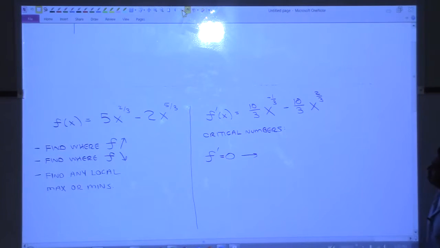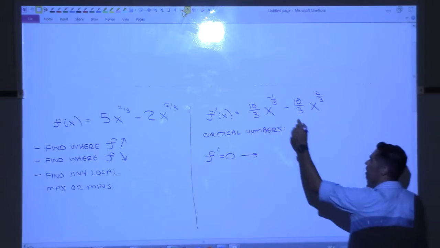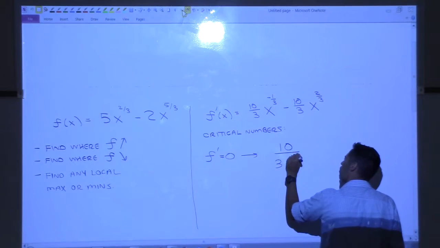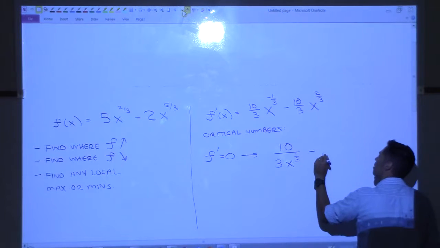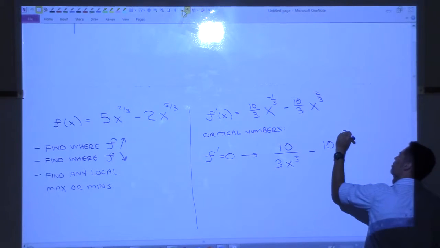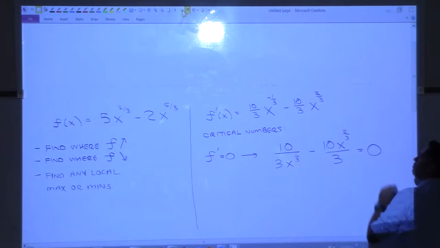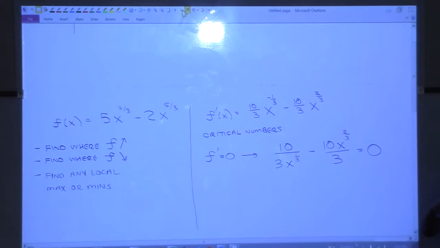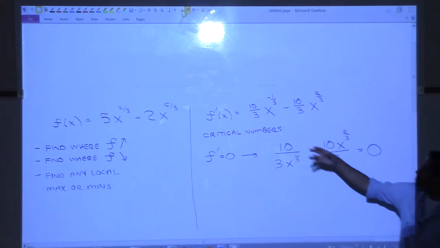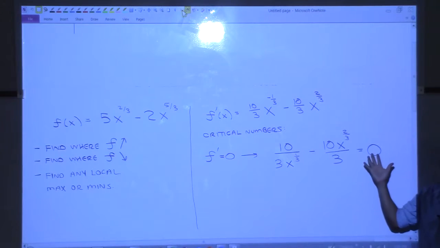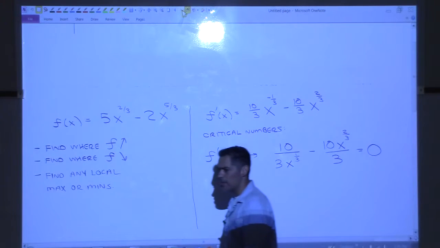So if I set this derivative equal to 0, I think I'm going to rewrite it a little bit first. So I'm going to rewrite this as 10 over 3 times x to the 1/3 minus 10x to the 2/3 over 3 equals 0. I'm just trying to rewrite it so it doesn't have negative exponents, right? Dropping this down so it joins the 3 and then leaving that one on top with the 10. Is that good? Okay, so what have we done in the past when we have something like this?